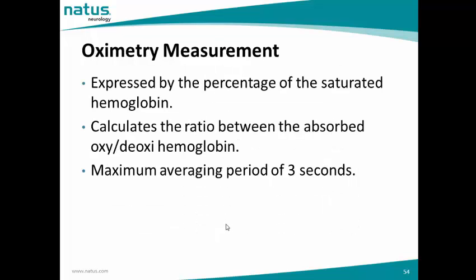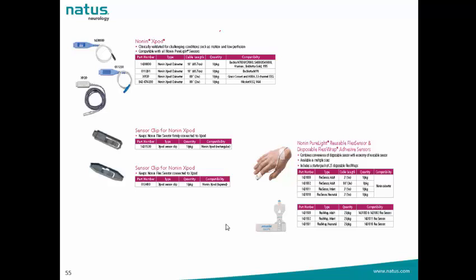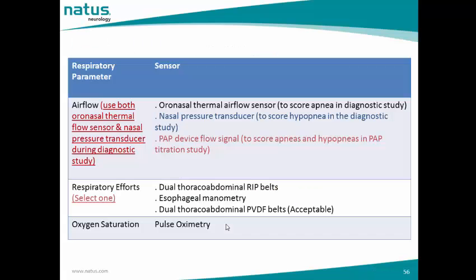Oximetry measurement is expressed by the percentage of the saturated hemoglobin, which calculates the ratio between the absorbed oxyhemoglobin and deoxyhemoglobin, and a maximum averaging period of 3 seconds is recommended. Here are the different SpO2 sensors that can be used.